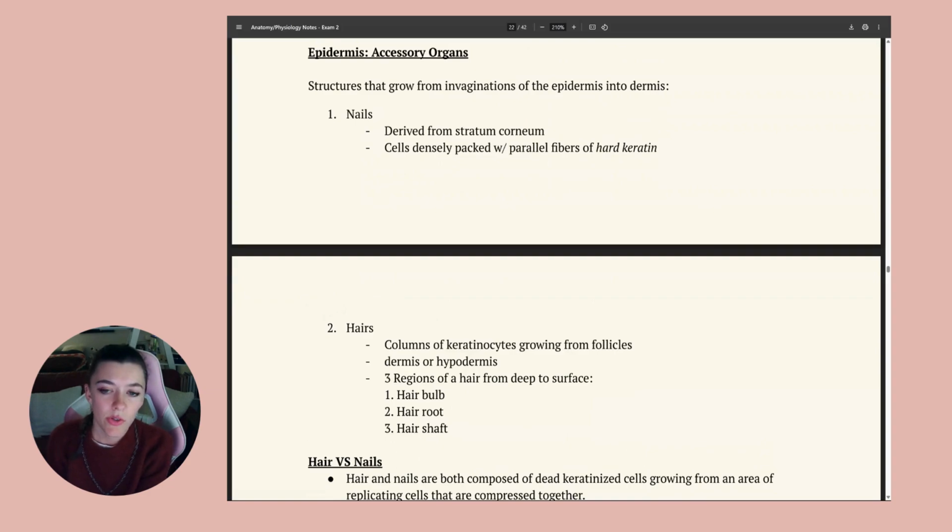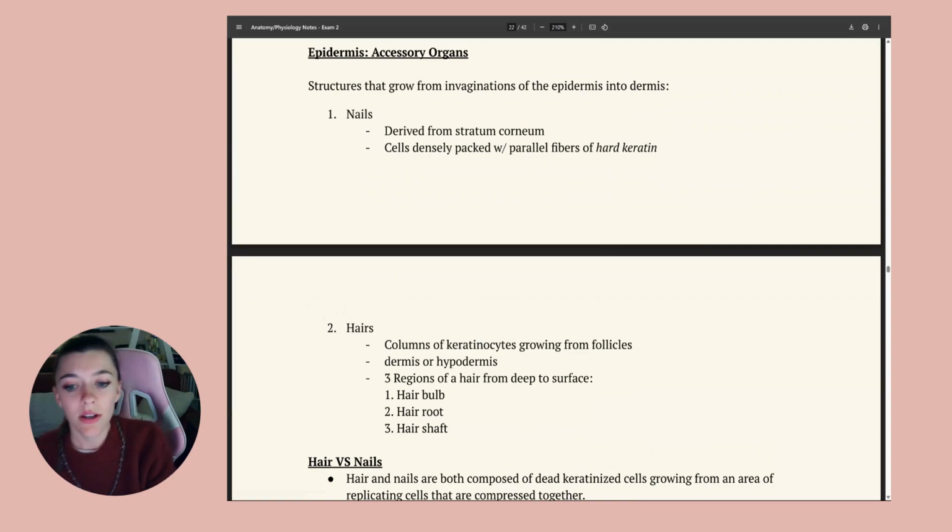So, nails. Those are derived from the stratum corneum again. Cells densely packed with parallel fibers of hard keratin. So remember, nails, those are parallel fibers of hard keratin. Sometimes if you look down and you've had some trauma done to your fingernail in a certain spot where the nail is produced, you'll see that when it grows out, there's going to be a ridge that continues in that same spot. You can think of that for the parallel fibers because it's always going to be going in that same direction.